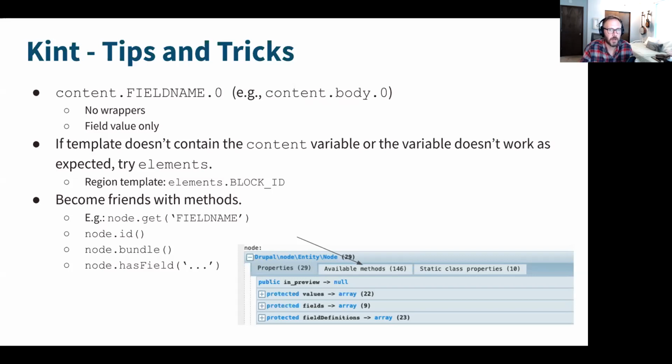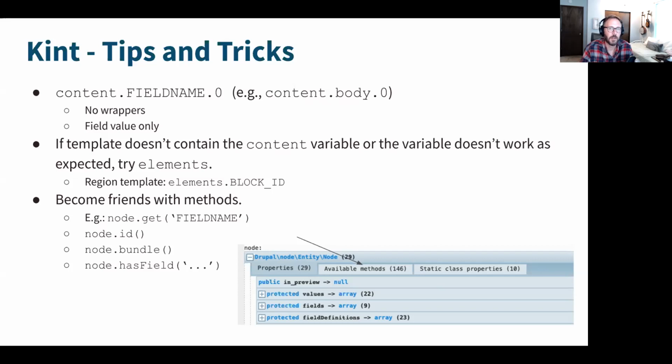Second, if the content variable is not available or doesn't work as you expected, try using the elements variable. In the region template, for example, you can use elements.blockID to retrieve a specific block assigned to that region. Also note that this is one of the rare cases where the comments in the Twig file do not actually tell you that.